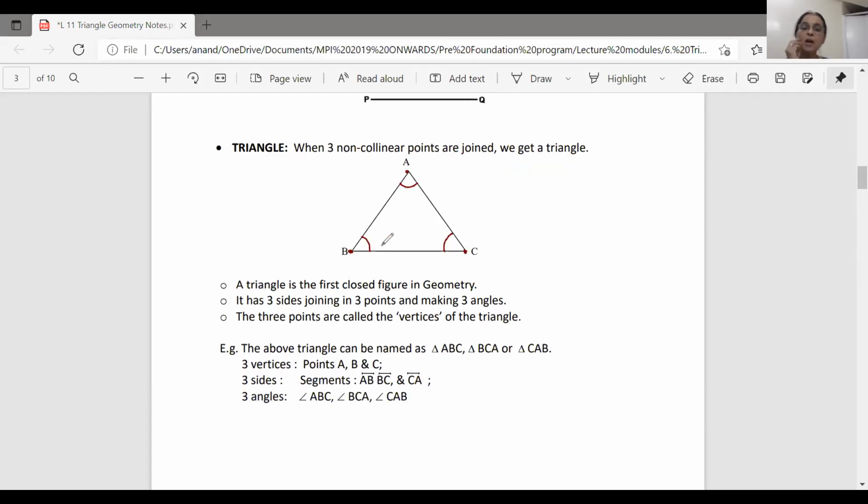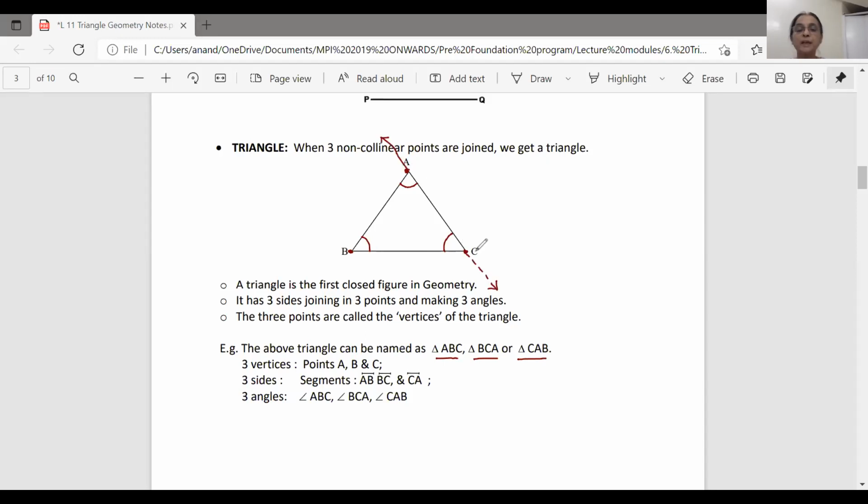Now, how can I name this triangle? Any which way. I can call it triangle ABC. I can call it triangle BCA, or I can call it triangle CAB. Anything is correct. What are the vertices? Point A, point B, point C. 3 vertices. Then the sides of the triangle are segments. They have definite lengths. They are not extending infinitely. They are a part of line AC.